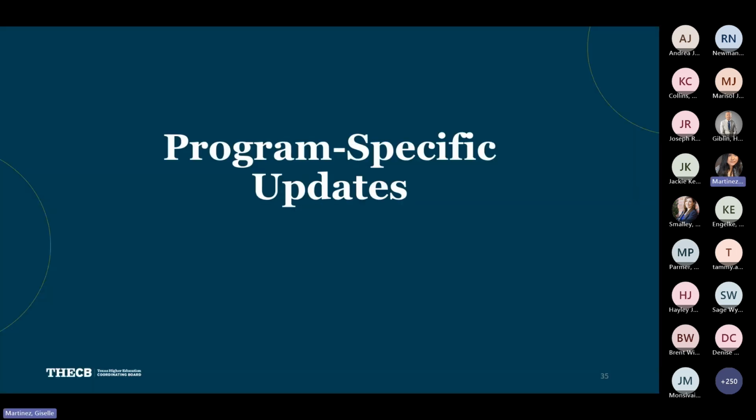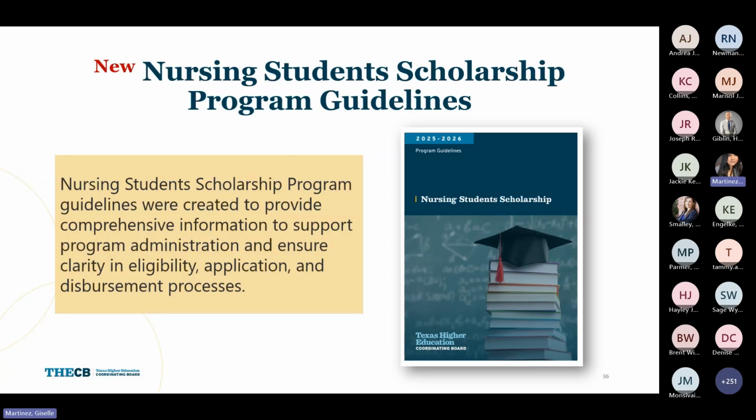So now that we have covered the Texas Administrative Code and you have learned more about how to navigate and look up information, hopefully you will know where to go if you need to access things in the future. Let's go over some program-specific guideline updates. Starting with the new Student Scholarship Program guidelines.